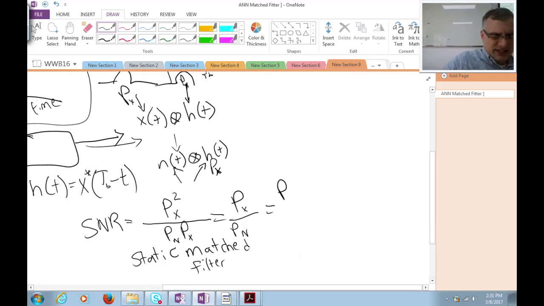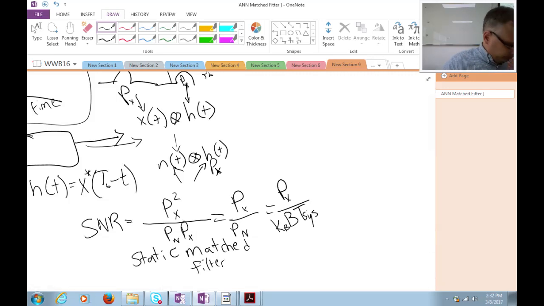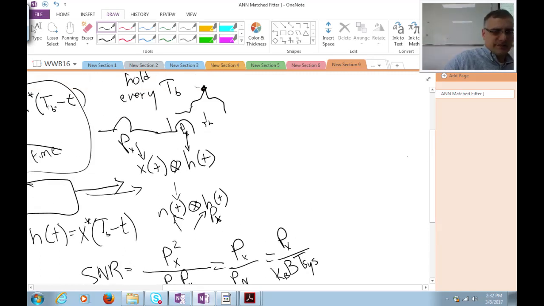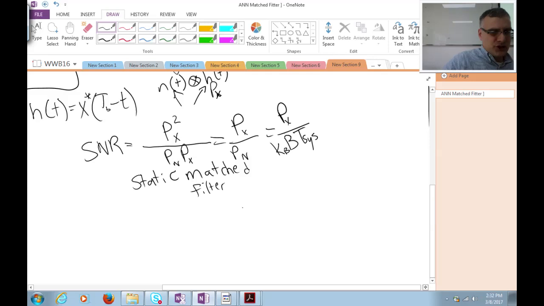And another way to write this is that we have my signal power divided by Boltzmann's constant, bandwidth times my system temperature. And that's going to be the signal to noise ratio of that estimate here, coming out of my matched filter. The ratio of how much energy is in the signal and how much energy is actually in the noise.